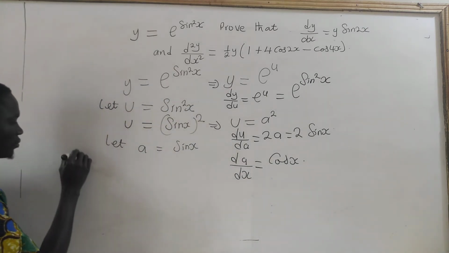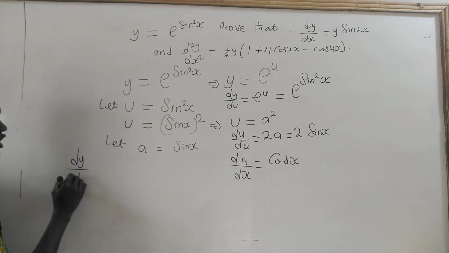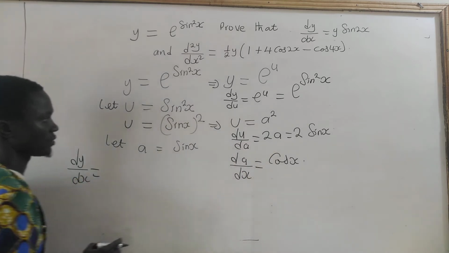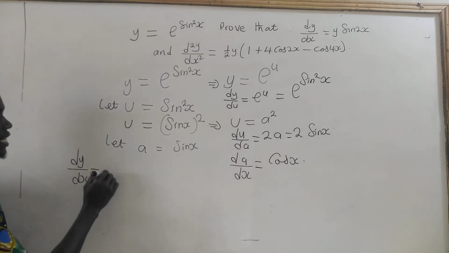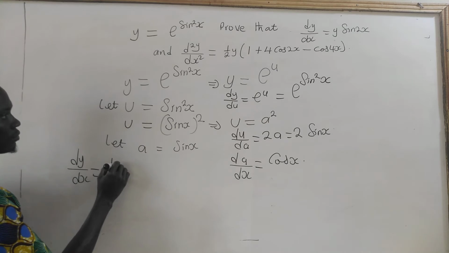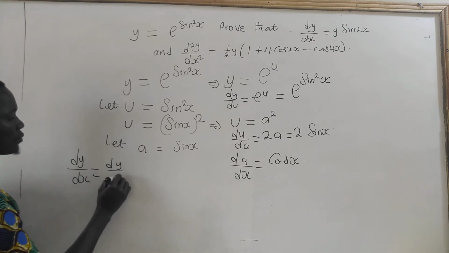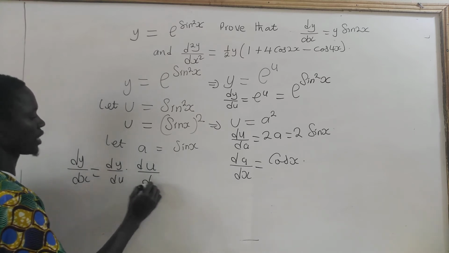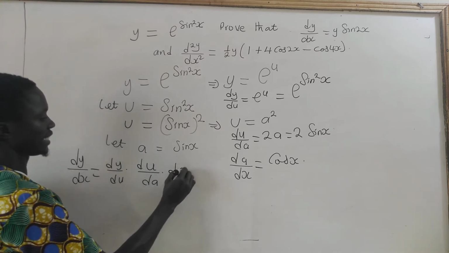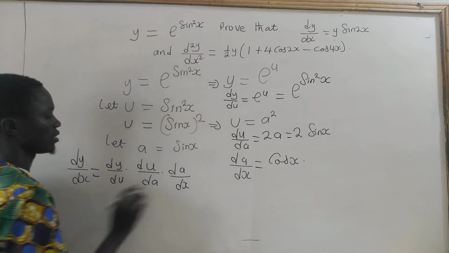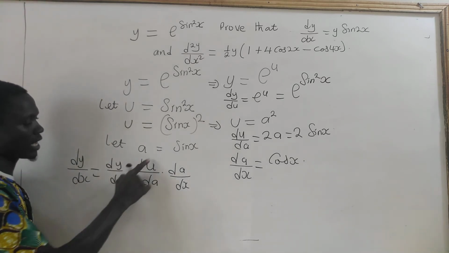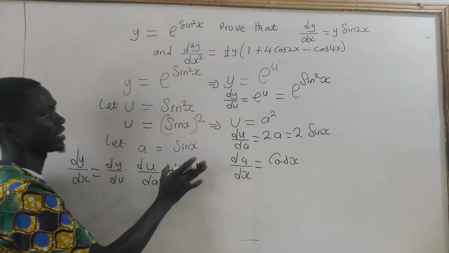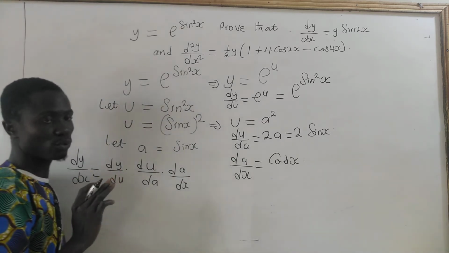Now how do we determine dy on dx? It's very simple. The derivative of y with respect to x equals, we are going to multiply these 3 derivatives. So I'll take the derivative of y with respect to u times the derivative of u with respect to a times the derivative of a with respect to x. You see the chain? du will cancel du, da will cancel da, and you have dy on dx. So if you have a question of this type, you can use this very simple method.